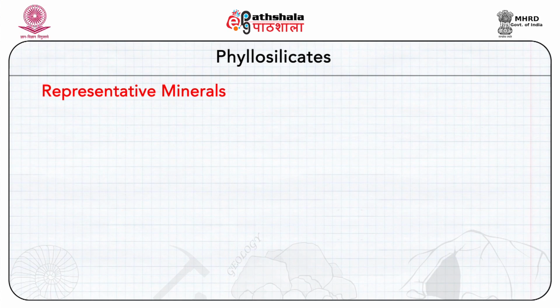Now we will discuss the representative minerals belonging to the phyllosilicates. The first group is the kaolinite group. We will first discuss the structure and composition of the kaolinite group. It is a type of dioctahedral clay with a 1:1 layer with no interlayer cation and a composition of Al2Si2O5(OH)4. Dickite, halloysite and nacrite are polymorphs of it.